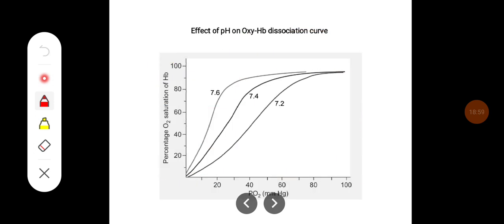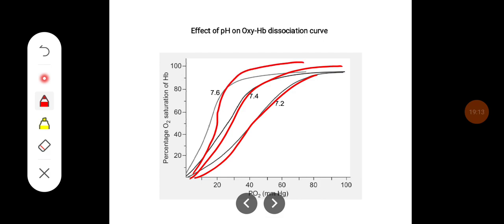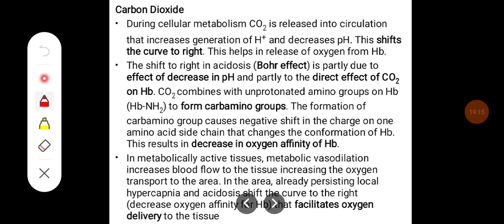So this is the effect of the pH. This is the normal curve, and the acidic shifts to the right side, and the increase in the pH is going to shift the oxygen dissociation curve to the left side. Carbon dioxide effect. During cellular metabolism, carbon dioxide is released into the circulation that increases the generation of H plus ion and decreases the pH. This shifts the curve to the right side. So this helps the release of oxygen from the hemoglobin.